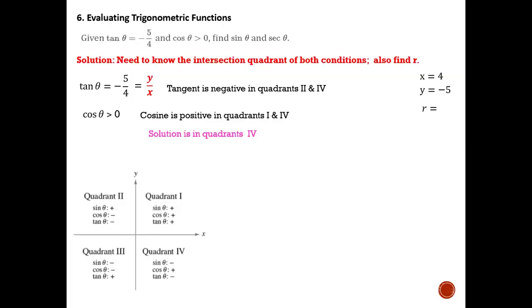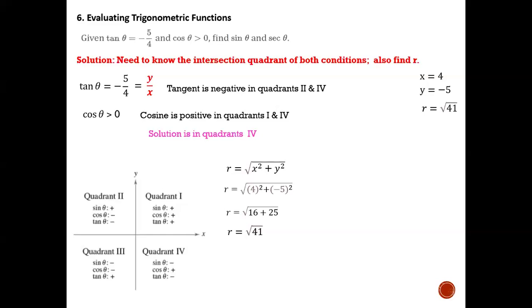Now we want to find the radius. So we're going to use Pythagorean theorem to find the radius. So that came from r squared is equal to x squared plus y squared. Just take the square root of both sides to get the radius. And let me plug in what they're giving me. So I have 4 squared plus the negative 5 squared. We have 16 plus 25, which gives me the square root of 41. So that is my radius.